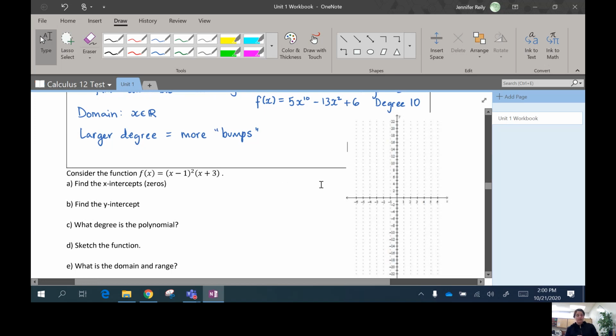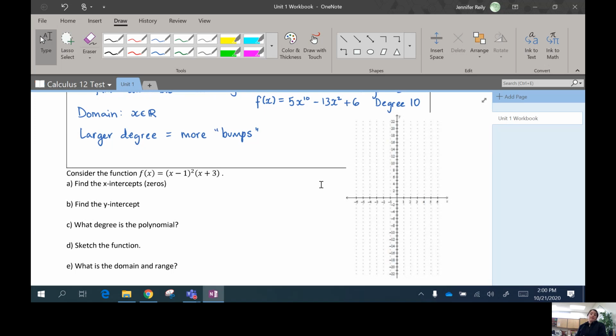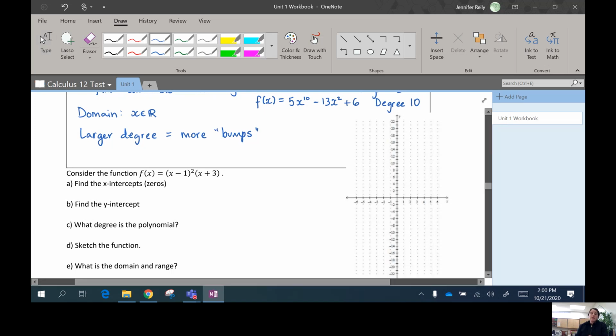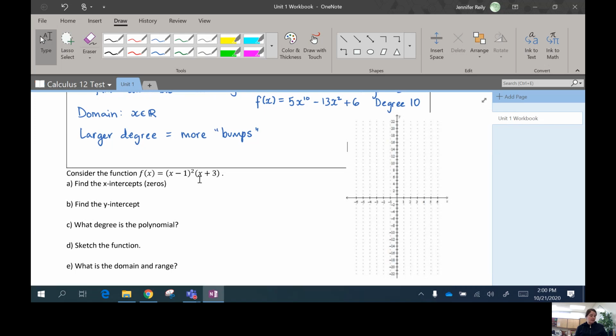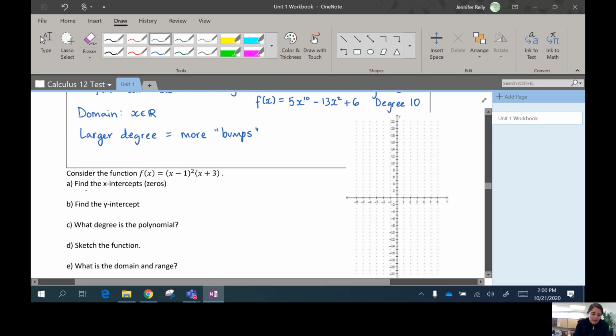Here's a function. Often it'll be written in factored form. If the function is written in factored form like this one, it's really easy to find the x-intercepts. Especially if you get into higher level math, you always want to try to write it in factored form, because then you can see the zeros right away. The x-intercepts here are going to be x equals 1 and x equals -3. You can tell just by looking at it.